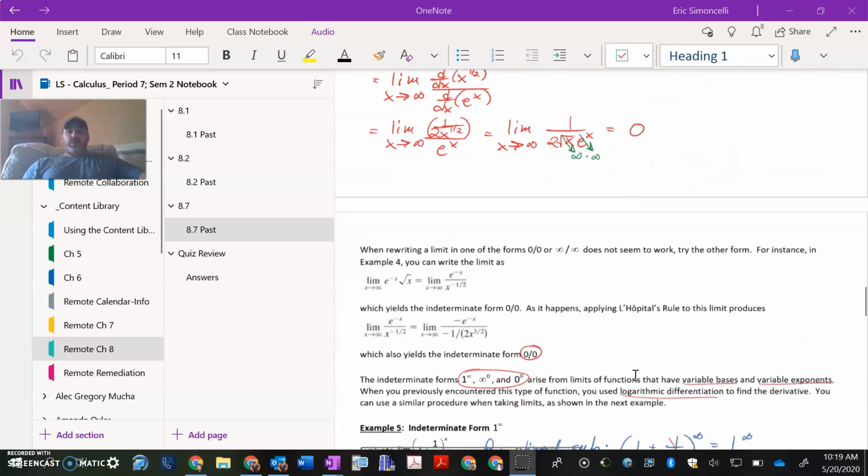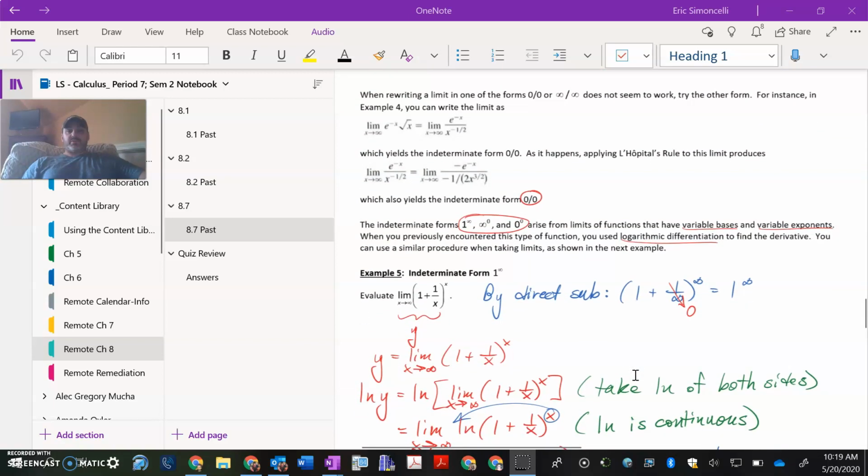When rewriting a limit in one of the forms 0 over 0 or infinity over infinity does not seem to work, try the other form. For instance, in the example, as we kind of wrote, but in a different way here, they're showing leaving e to the negative x in the numerator, but bumping the square root of x down to the denominator. That would have been an equally good approach. And still, using L'Hopital's rule, you would have seen this particular fraction take shape. Different fraction, but still applicable in the sense that you get what you want as far as a limit.